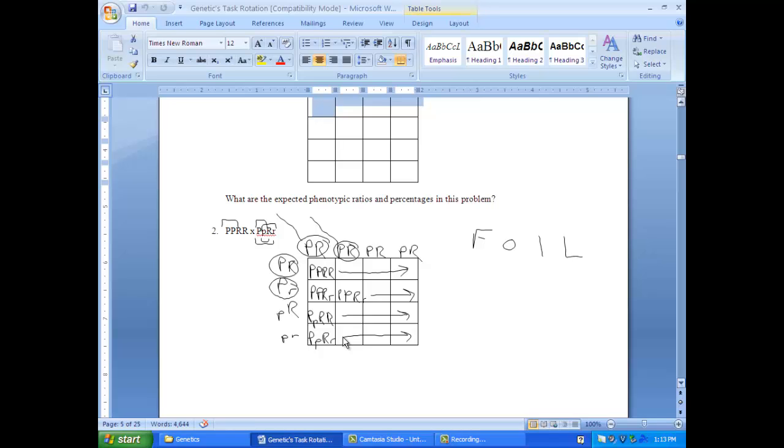So if this is the case again, every single one of these is going to be purple and round. Round's the dominant, more or less. Purple and round. Okay? So any questions with those?